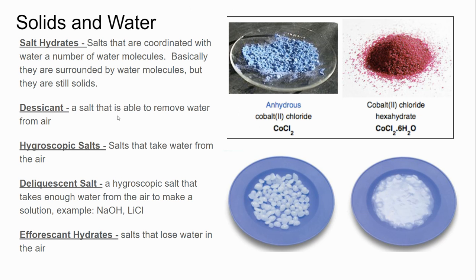But a desiccant is a salt that is able to remove water from air. So you'll often see those little desiccant packets in some items that you buy in the packaging because it removes water, keeps mold from forming or the things from breaking down. A desiccant contains a hygroscopic salt. A hygroscopic salt is a salt that can take water from the air. So if there's water in the air, the hygroscopic salt will absorb that water.